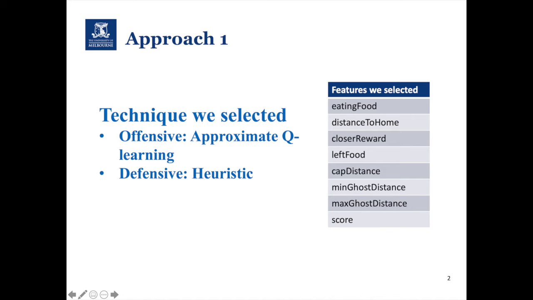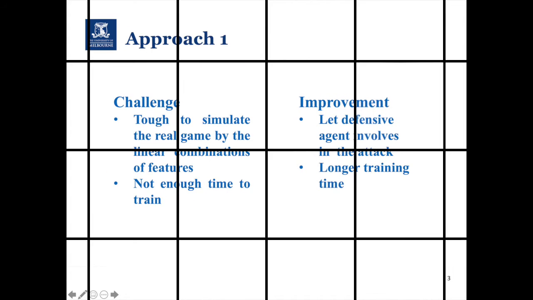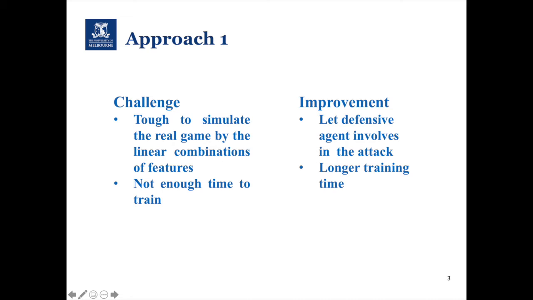For offensive agents, it will select the action that has the largest Q value. We select 8 features to train the model, and they are shown in the slides. For the challenges we had during the implementation, the first one is that it's hard to simply use linear combinations of features to simulate the real game. The second one is that it needs a long time of training to have good performance, and we do not have enough time. For future improvements, we could let the defense agents be involved in the attack to eat more food.